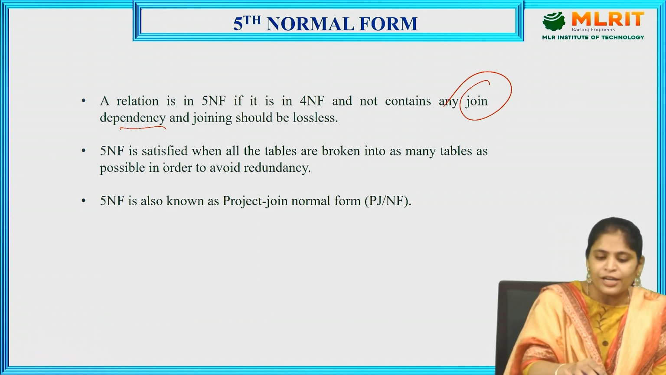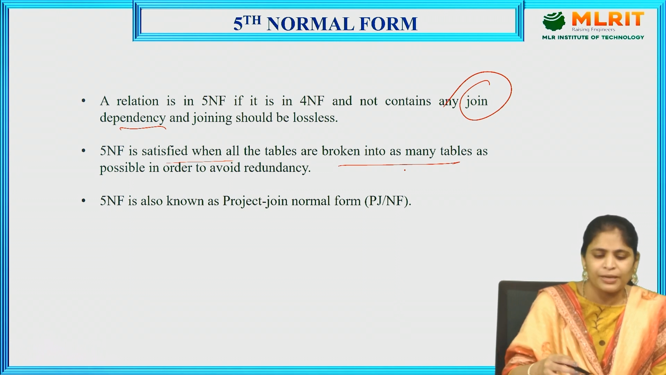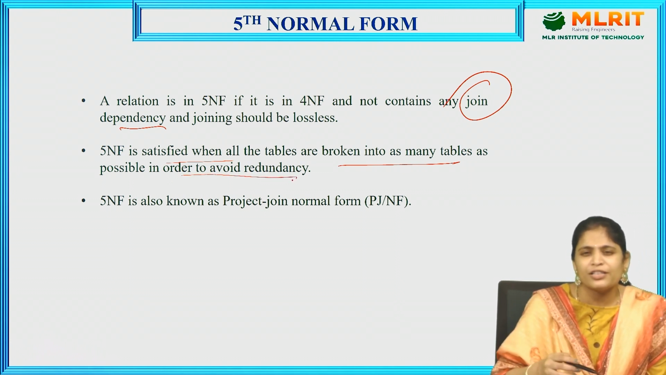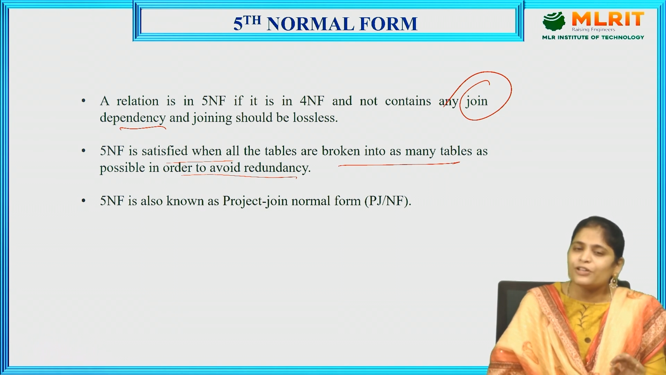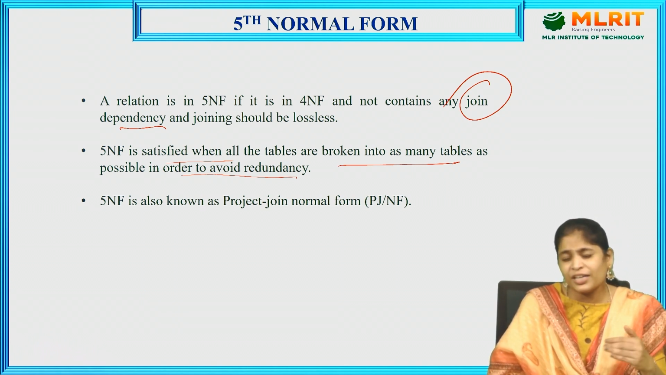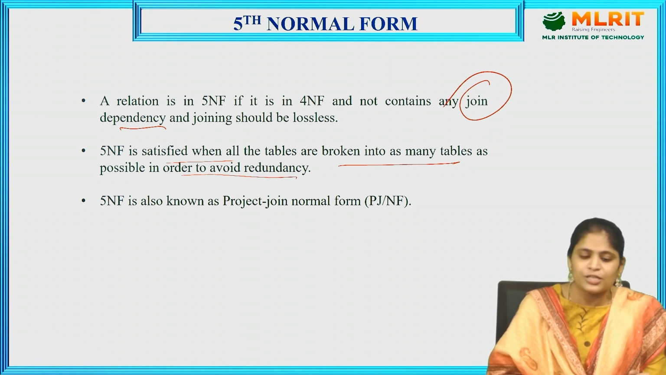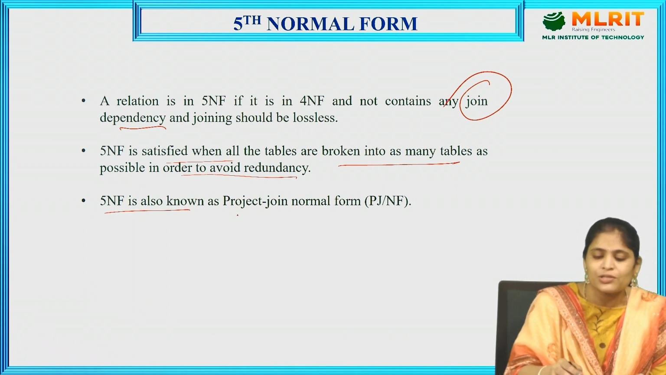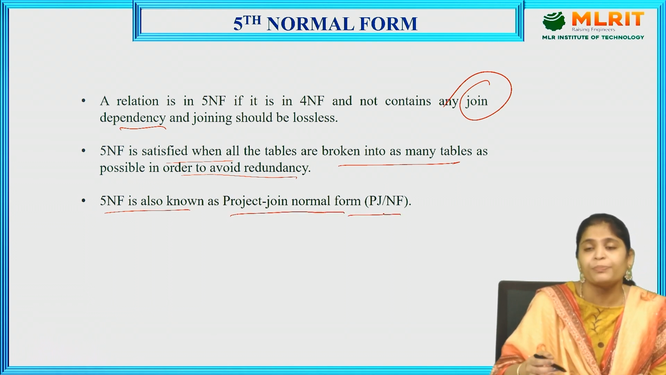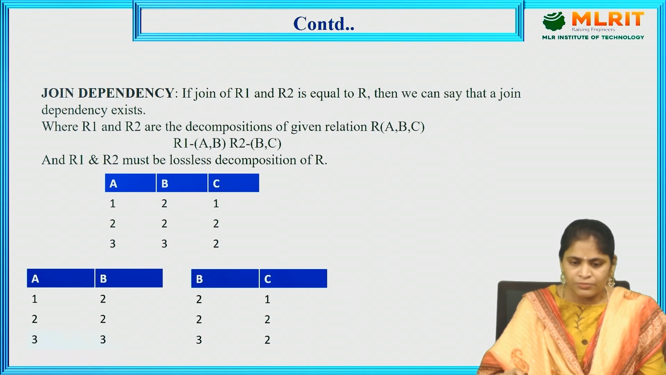So 5NF is satisfied when the tables are broken into as many subtables as needed in order to avoid redundancy. Why are we decomposing? What is the purpose of decomposing here? If we decompose, then redundancy will be reduced, and repetitions will be reduced. Next, 5NF is also called project join normal form, PJNF. Let us deal with this using examples.